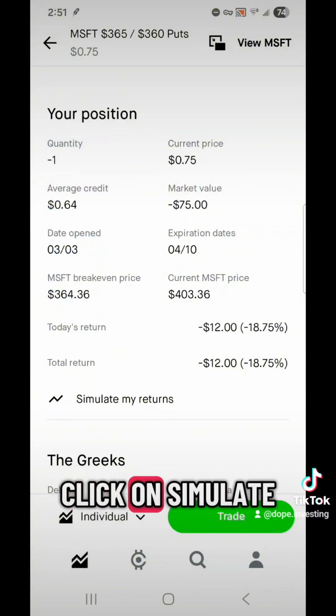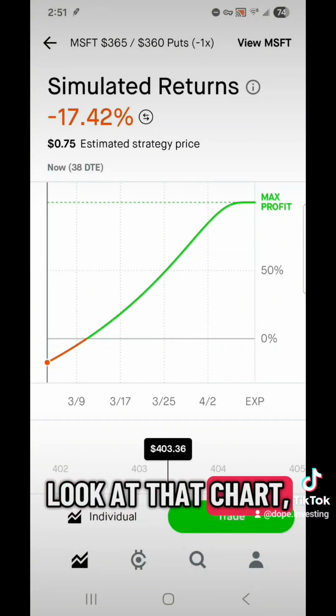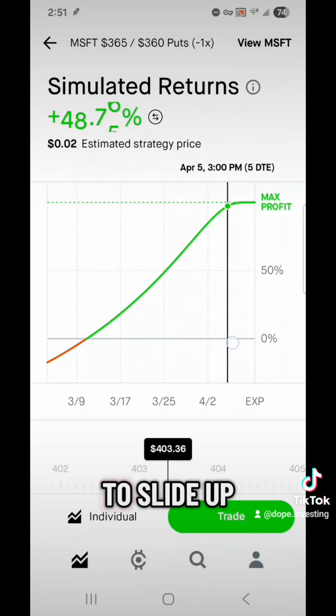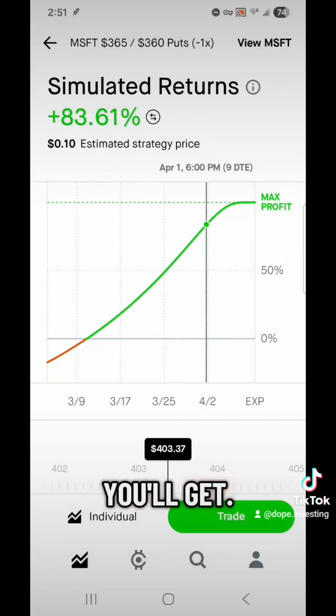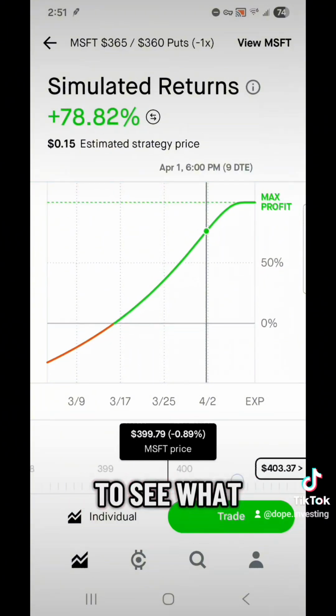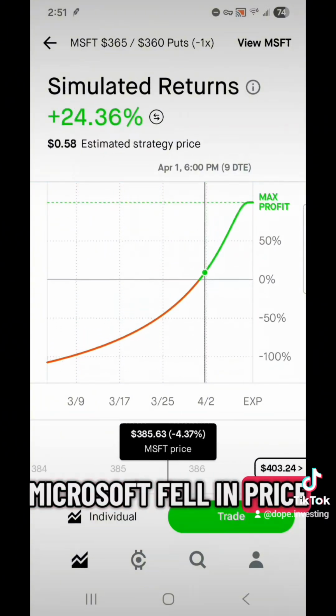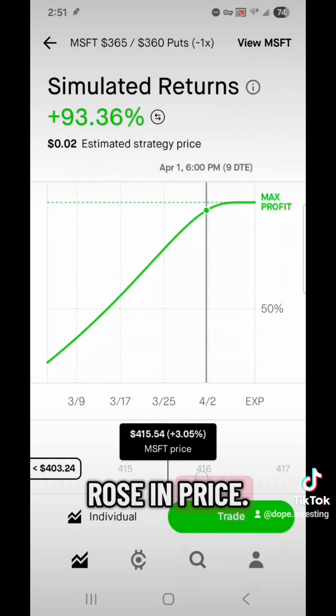And you can click on simulate my returns to look at that chart. You can hold your finger down to slide up and down, see what kind of percentage return or dollar return you'll get. And you can slide down here to see what would happen if Microsoft fell in price, or if Microsoft rose in price.